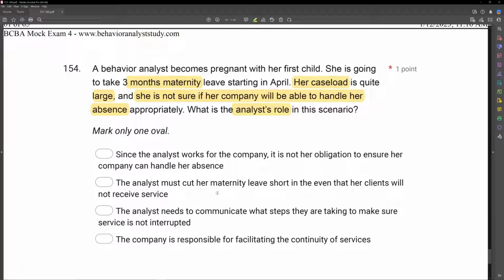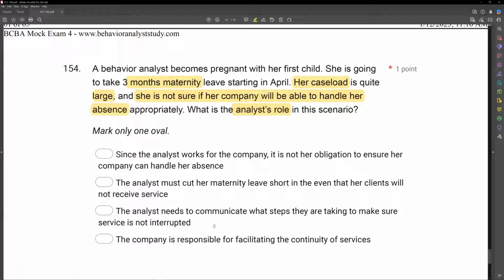B, the analyst must cut her maternity leave short in the event that her clients will not receive service. Well, not necessarily, right? Again, we have her ethical code. As long as this analyst is acting with her best foot forward and in good faith and doing her best to try to ensure continuity of services, that's the best she can do, right? She's under no obligation to take less maternity leave to continue providing services.